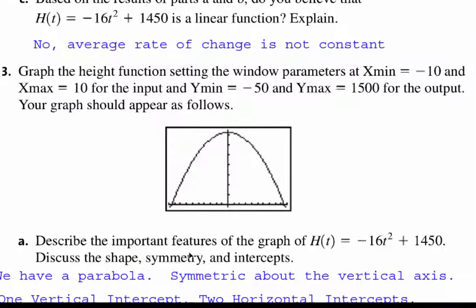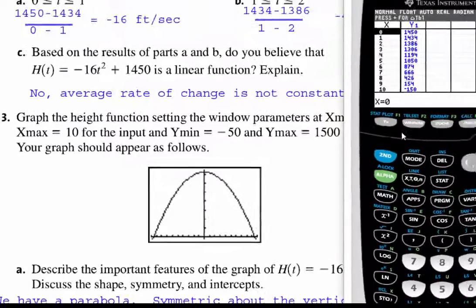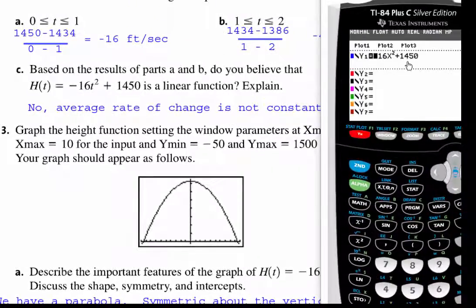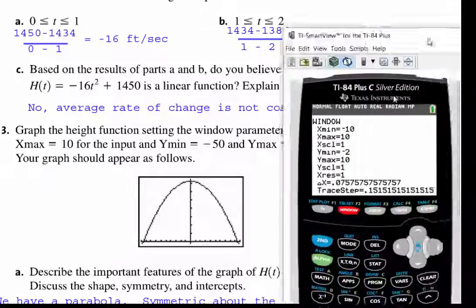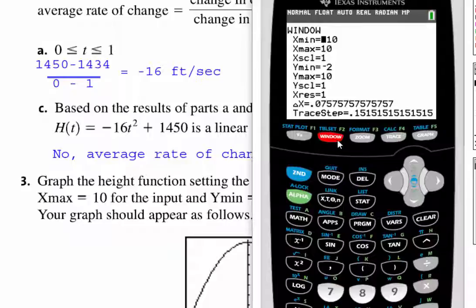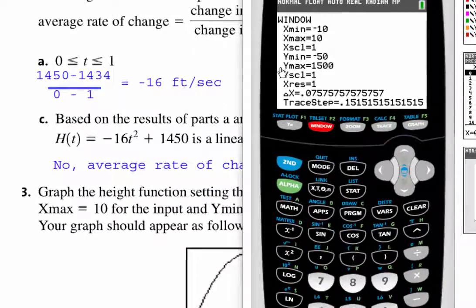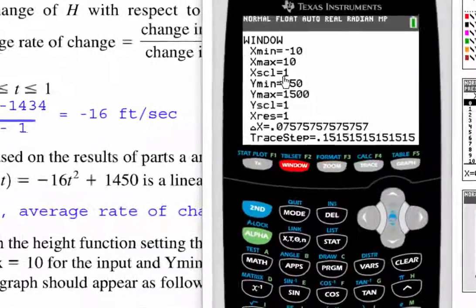Next, we're asked to graph the function, and they give us a window. So I take out my calculator. We've already put our equation in to create the table. I'm just going to change my window. So I press the window key. I'm going to use their window. Negative 10 to 10 for x min and x max, and negative 50 to 1500 for the y min and y max. So I press window. So here's the window that they've given us.